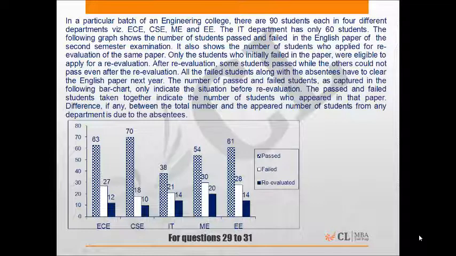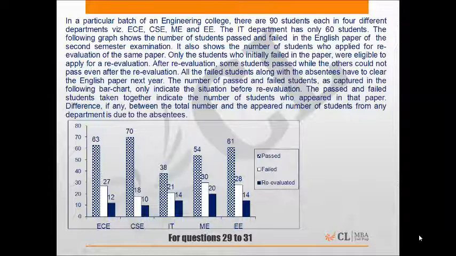The following graph shows the number of students passed and failed in the English paper of the second semester examination. It also shows the number of students who applied for re-evaluation of the same paper. Only the students who initially failed in the paper were eligible to apply for a re-evaluation. After re-evaluation, some students passed while the others could not pass even after the re-evaluation.